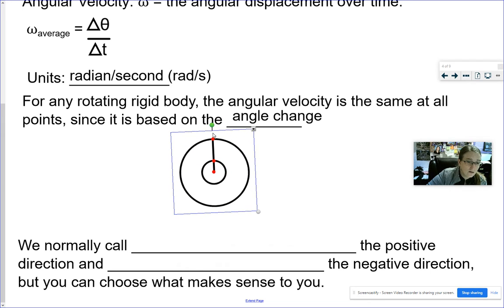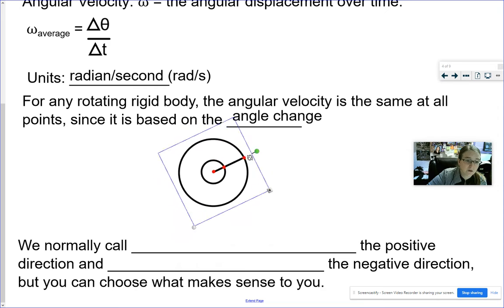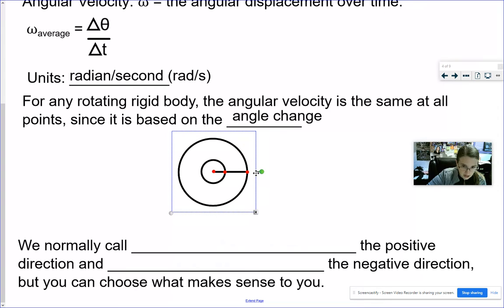So even though they're at different points, they experienced the same angle change, right? They both experience a 90-degree angle change. So when we're talking about angular velocity, it's the same for all points. We're going to come back to what's different between those points on the next couple slides.